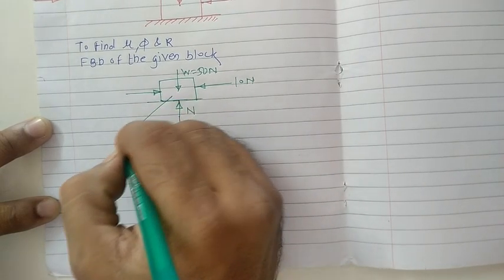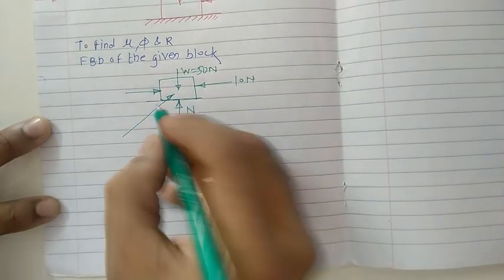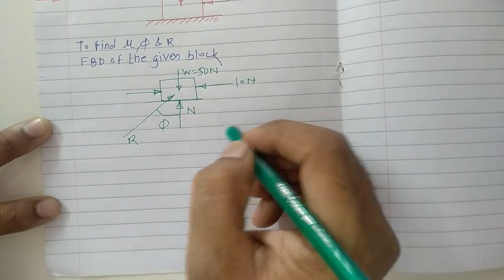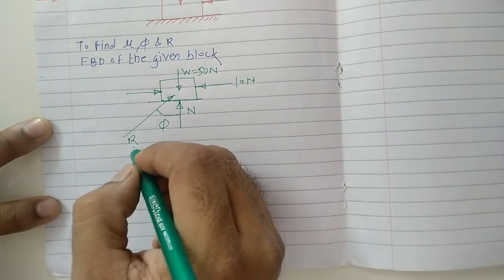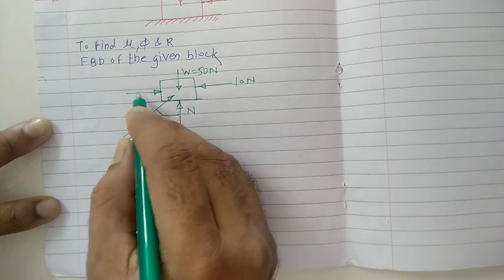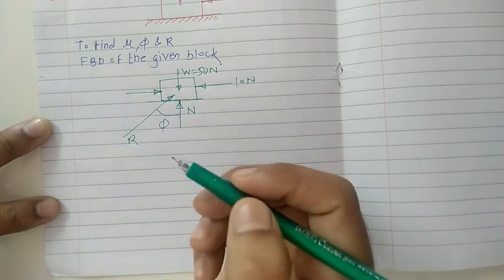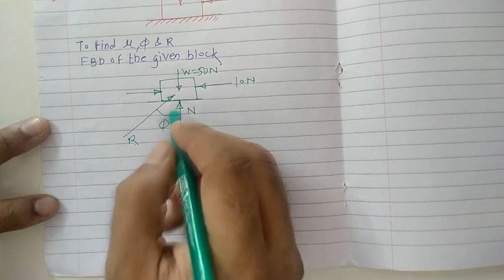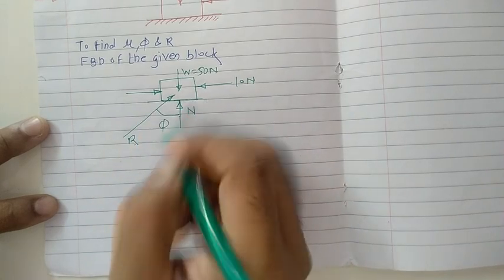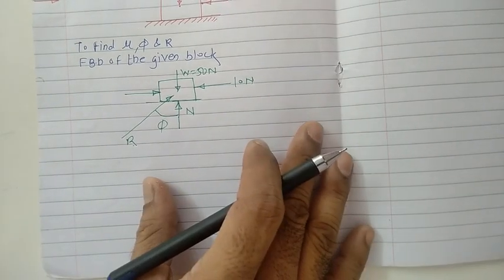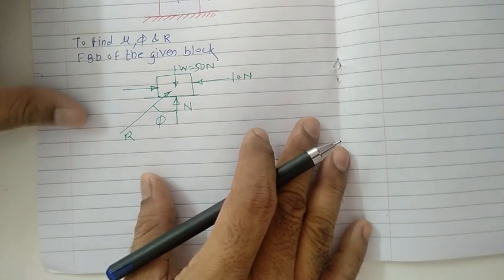We just focus here. This indicates the reaction R. We know the reaction R is the resultant of the normal reaction and the frictional force. So my target is to get the value of phi, R, and the coefficient of friction between both the surfaces. Now for that, first of all, just see the conditions of equilibrium available with us. Now this system is in equilibrium.